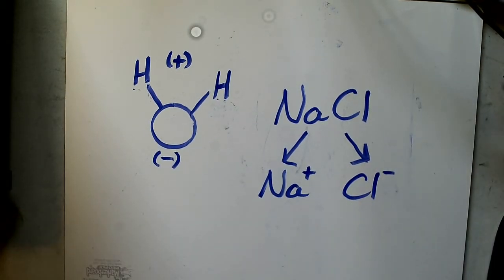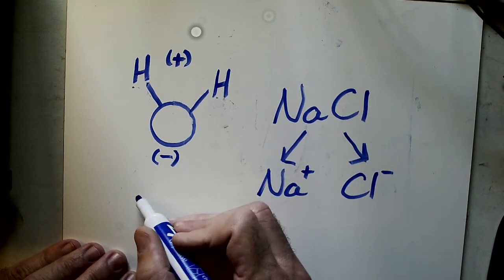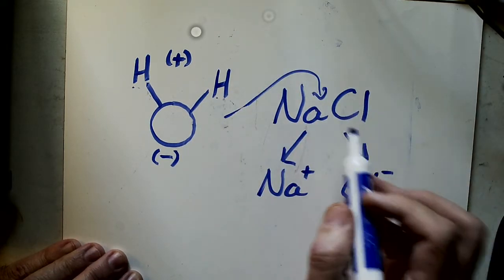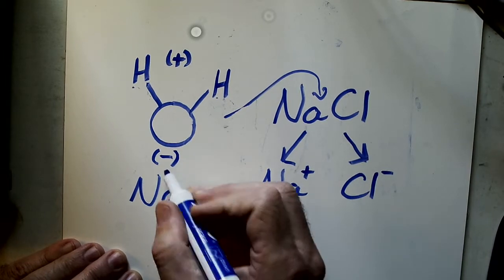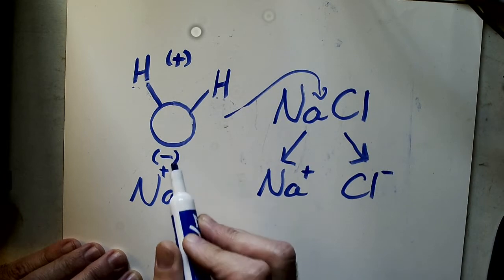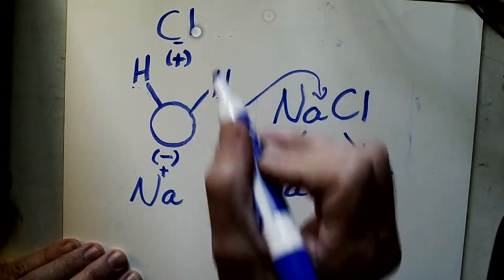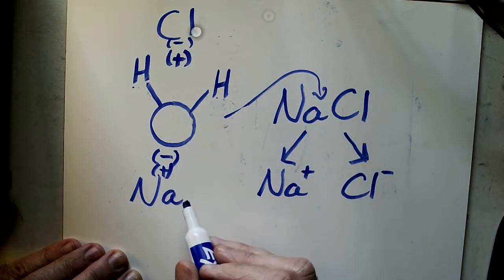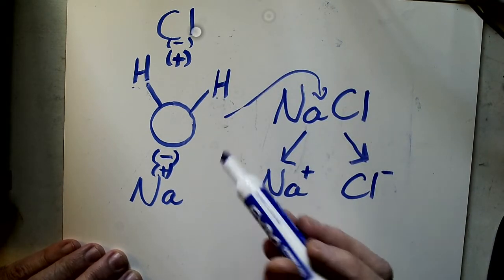So you end up with the ions breaking apart, and the reason why they break apart is because the water works its way in between the two ions, and the sodium, which is positively charged, attaches to the negative side of the water, and the chlorine, which is negatively charged, attracts to the positive side. And that's why salt dissolves in water. Okay, I hope that makes sense.